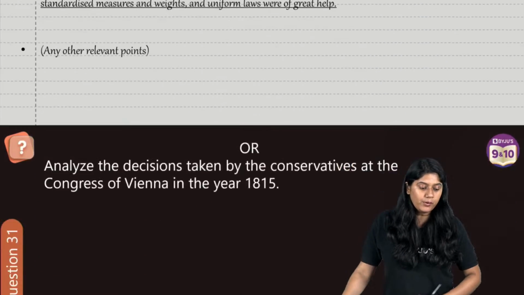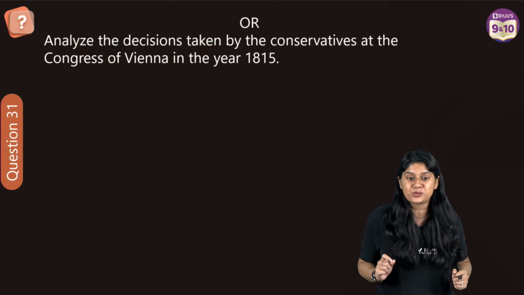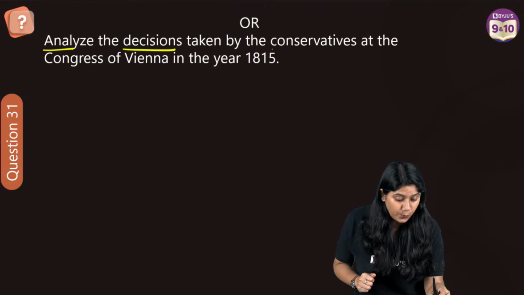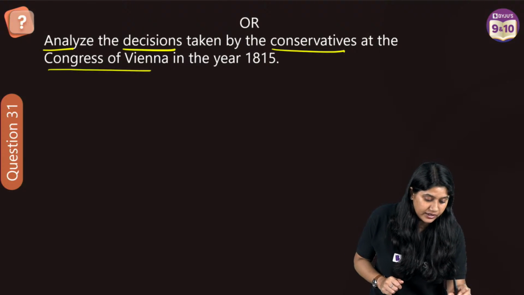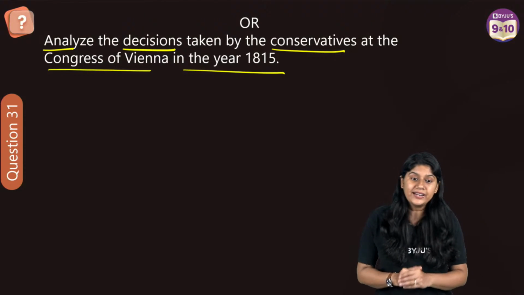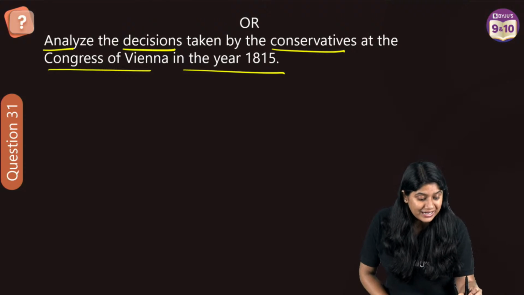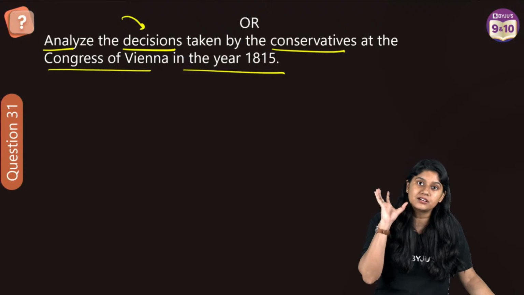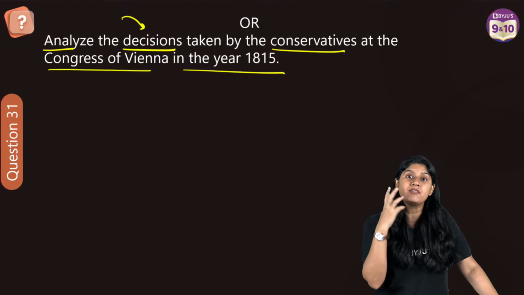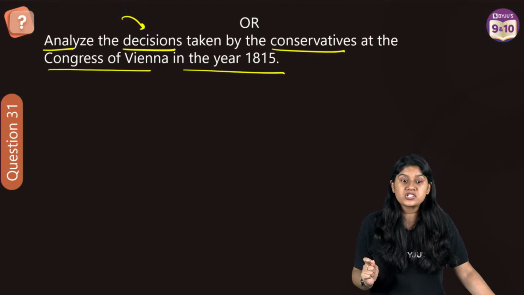Okay. Moving to the next part, the 'or' part of this question. Analyze the decisions taken by the conservatives at the Congress of Vienna in the year 1815. Again, a very direct question, I would say. We have to analyze the decisions which were taken by the conservatives in the meet they had in Vienna after the Battle of Waterloo, in which Napoleon Bonaparte was defeated.